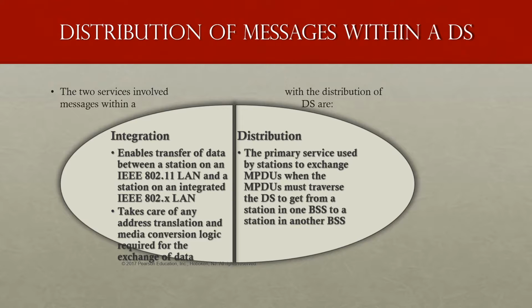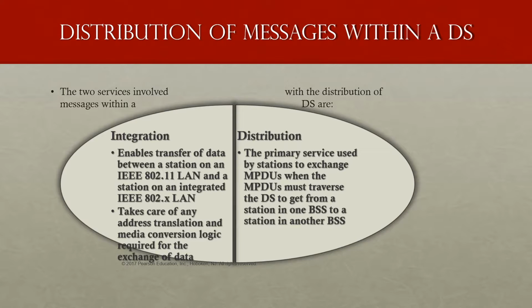Distribution of messages within a DS. The 2 services involved with the distribution of messages within a DS are distribution and integration. Distribution is the primary service used by stations to exchange MPDUs when the MPDUs must traverse the DS to get from a station in one BSS to a station in another BSS.